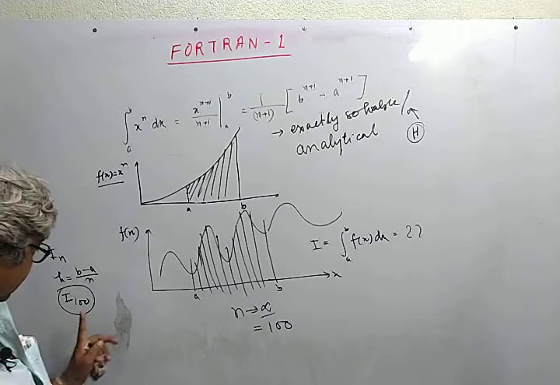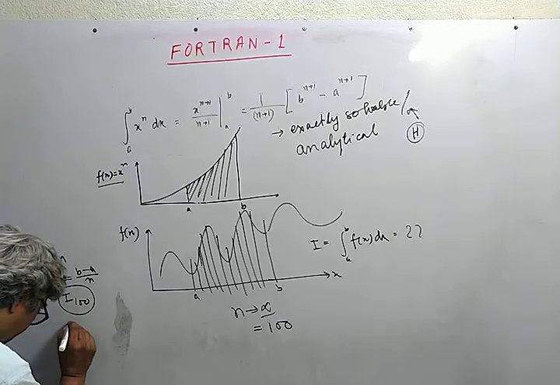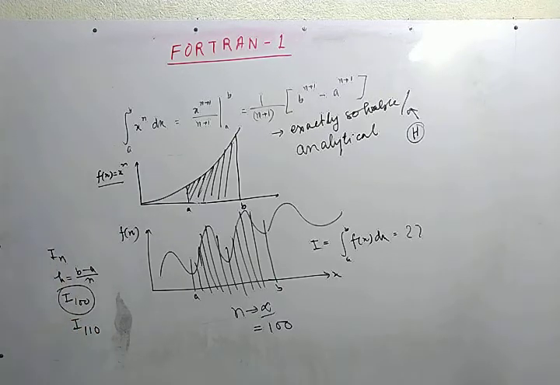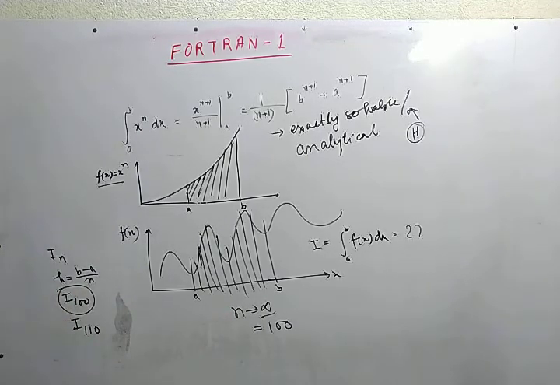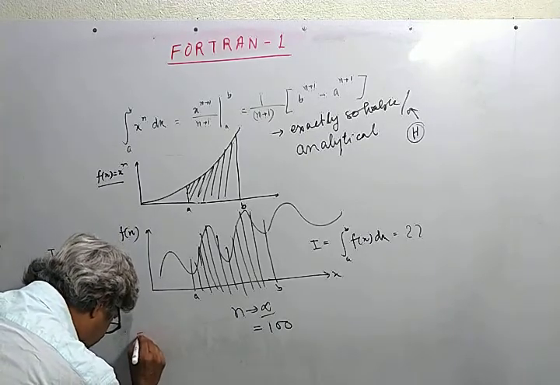So what we do, first we perform the integration with n equal to 100. Then we increase the value of n by suitable steps. Say we calculate the value of I with n equal to 110, and then we take the difference of I.